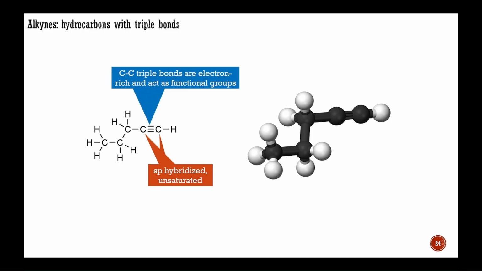Finally, due to their localized pi electrons, double and triple bonds between two carbon atoms are electron-rich and act as functional groups. As a result, alkenes and alkynes are much more reactive than alkanes. We will explore this further in the upcoming lectures on important organic transformations and the chemical behavior of functional groups.